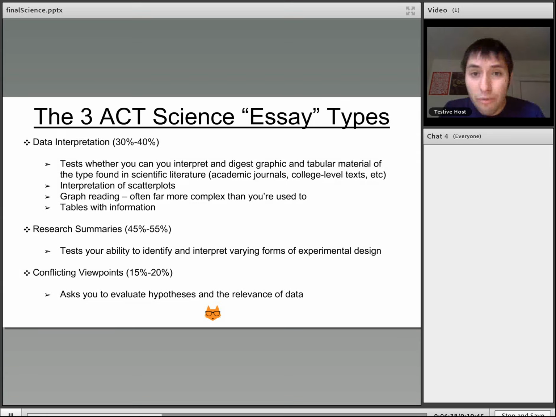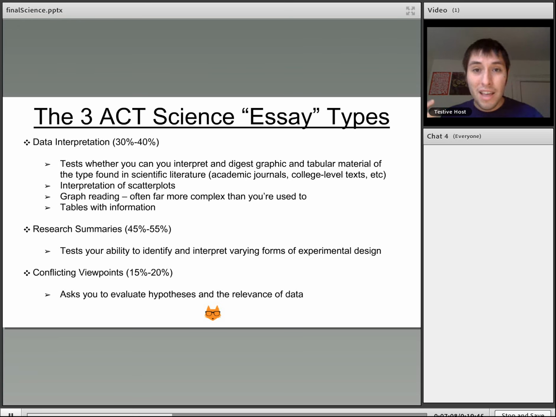Graph reading, again, graphs are something that most students are familiar with, though these are often far more complex than what you're used to. They're really just variations on things you've seen before, maybe things that haven't been introduced to you in math class, but were they to have been introduced in math class, you'd find very easy. And then just tables with information. You've seen this in your math classes your whole lives. This is something you have familiarity with. And this makes up 30 to 40% of the test.